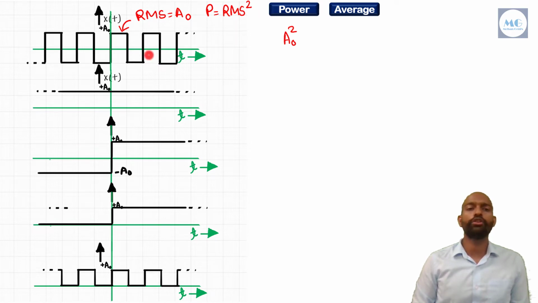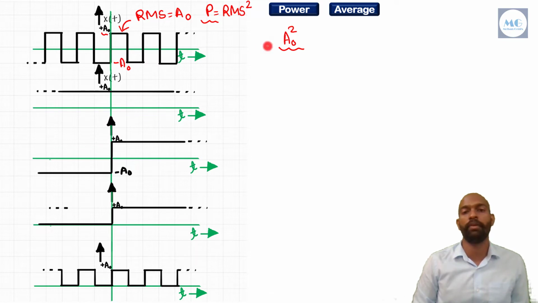For reference, we can also calculate its power through the formula of the power of a periodic signal. But as of now, you just remember that the power of this kind of square wave is A naught square. A naught is its peak amplitude, on the positive side and the negative side, that is plus A naught and minus A naught, so its power will be A naught square. Now, taking this as a reference, we will get the power of the other signals.